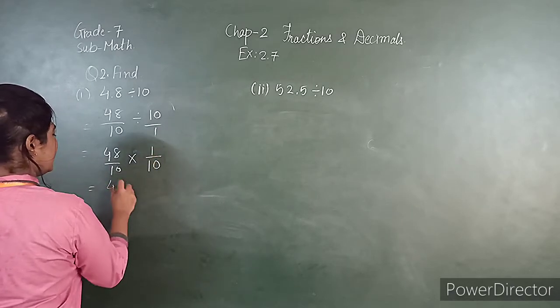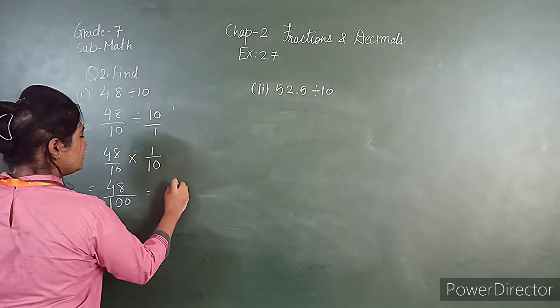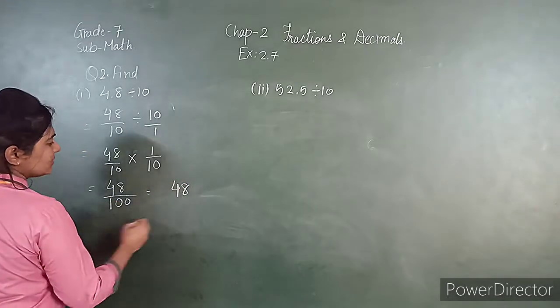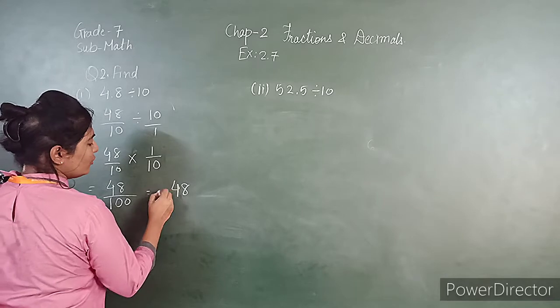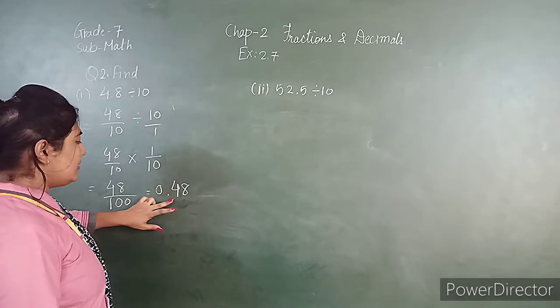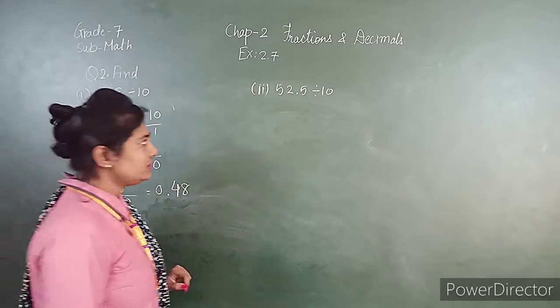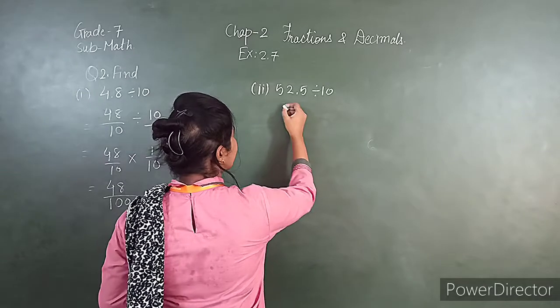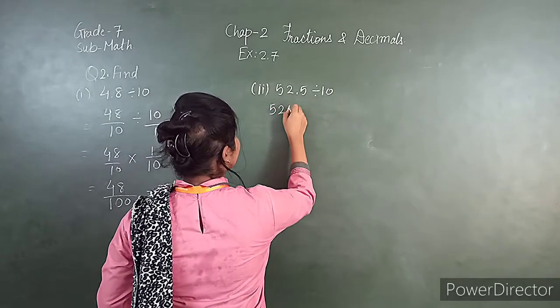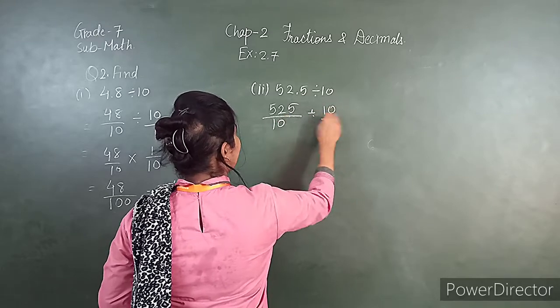So here 48 upon 10 times 10, that is 100. Now 2 zeros are there in the denominator, so we have to put the point before two numbers. We count from the back side and put the point over here. So it is 0.48. Now 52.5 divided by 10. Here we have to put 10, and here 10 upon 1.